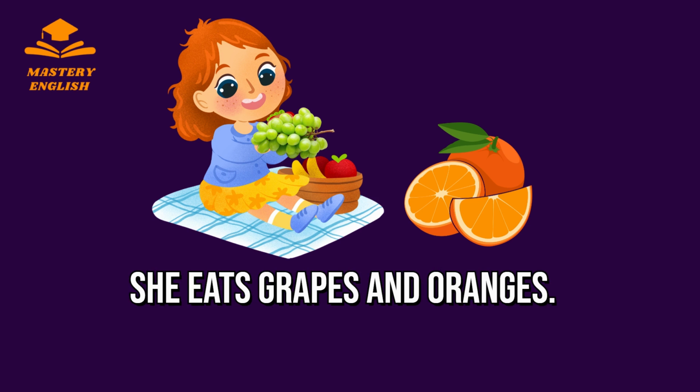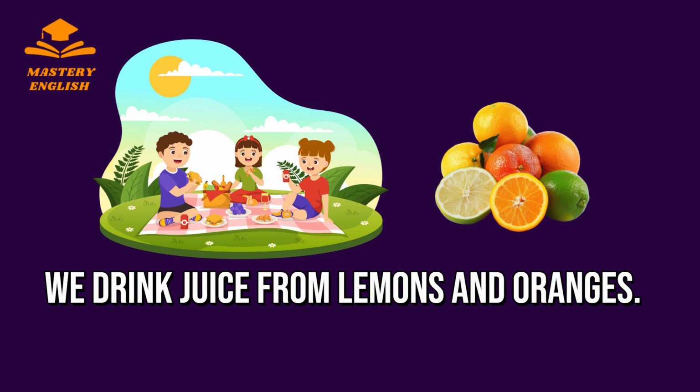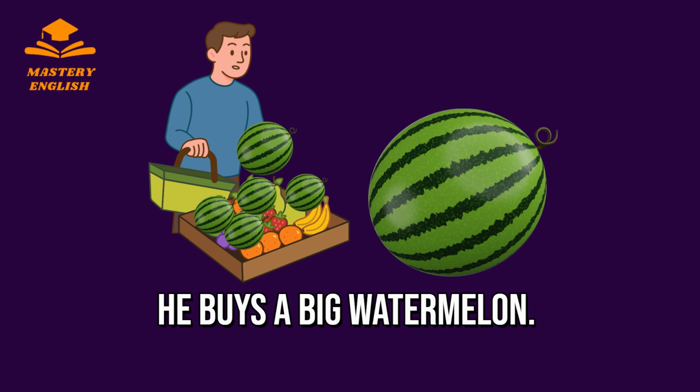She eats grapes and oranges. We drink juice from lemons and oranges. He buys a big watermelon.